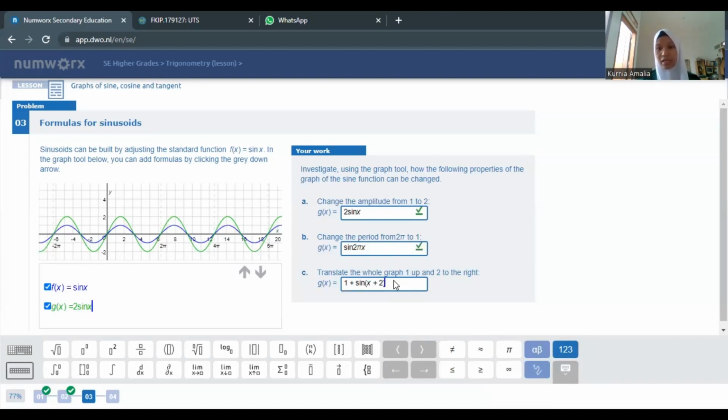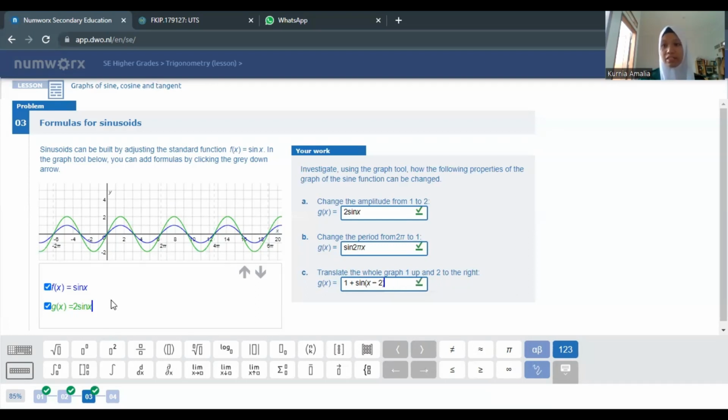To shift the graph to the right or to the left, you can change the degree inside the sine. While if you want to move the graph up or down, you put the variable outside of the degree. I'm sorry, I forgot, it has to be minus 2, because if you want to shift it to the right, it's minus, and if you want it to the left, it's plus.